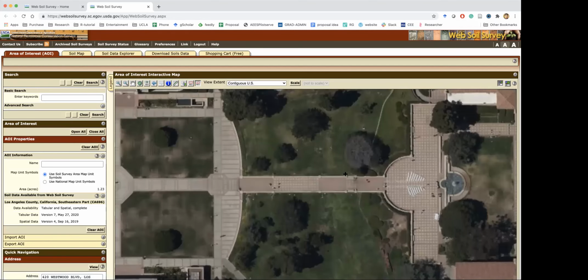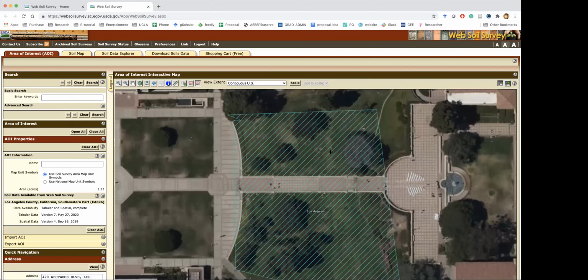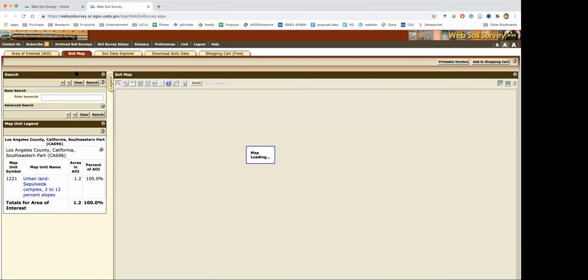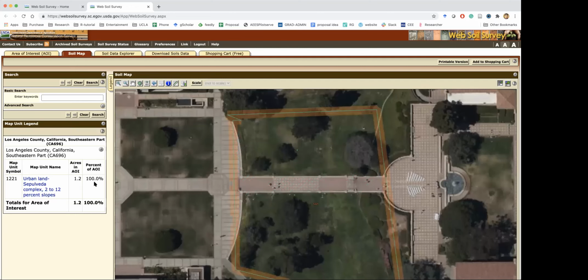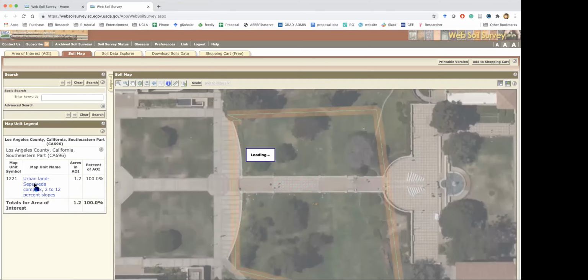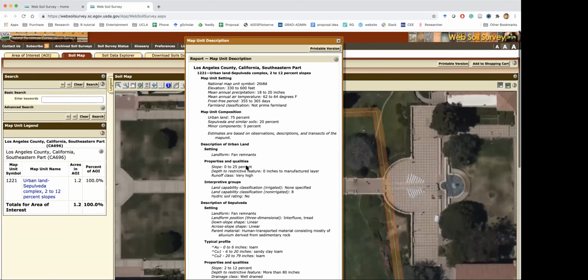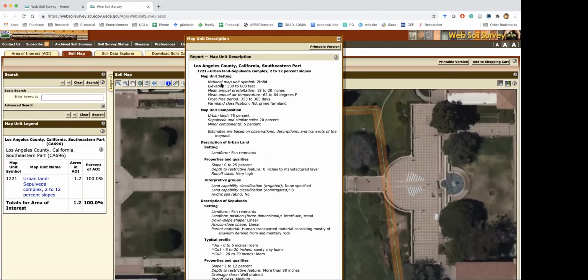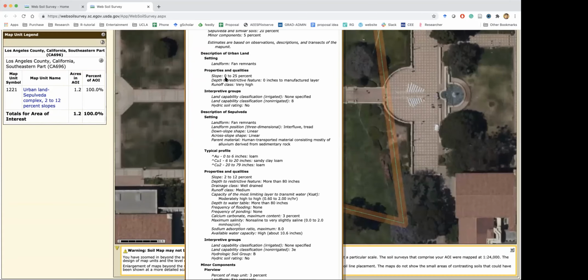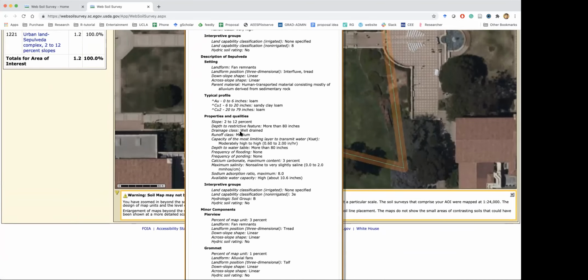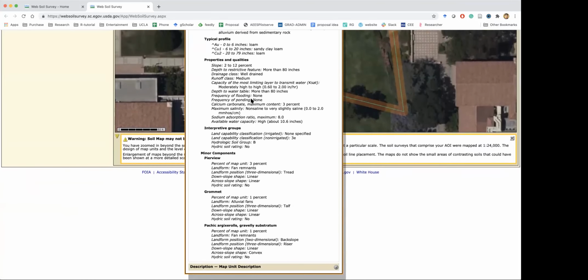Okay, so now it says this is a site, my site where I want to know the soil type. Then you go to soil map. It says what kind of soil. You see, it says 100% this soil. If you click that one, it gives you all this information related to soil. It says 75%, all that stuff. And this is where it shows the slope is 0 to 25% because that's a hill over there, and 2 to 12%.